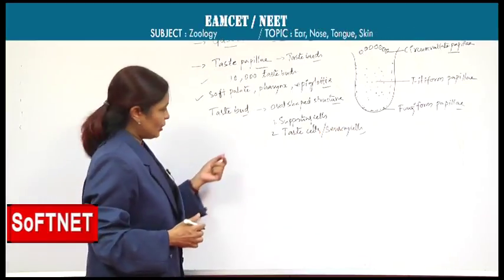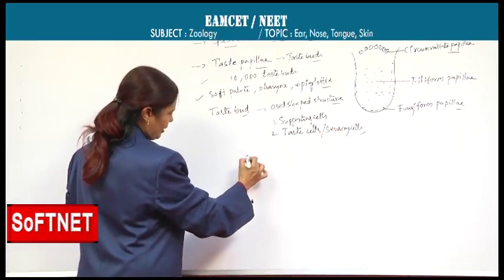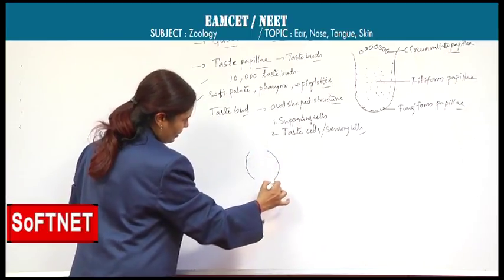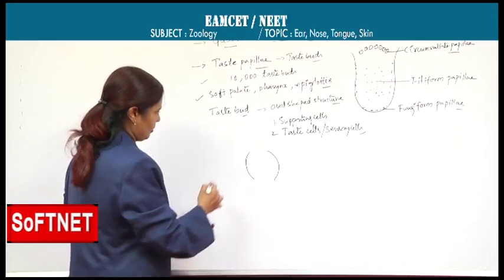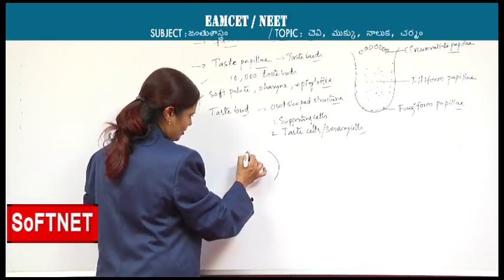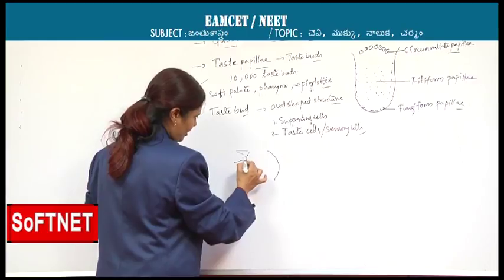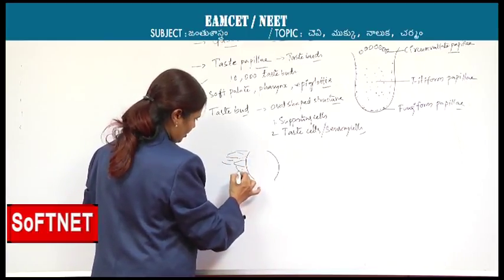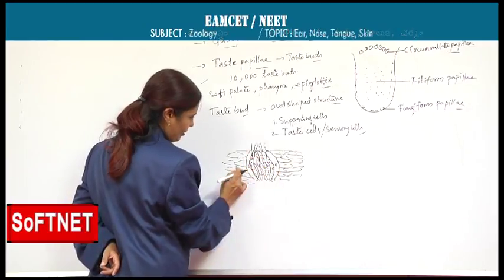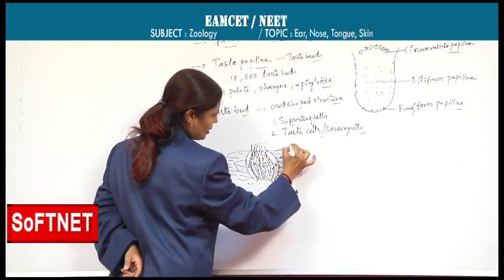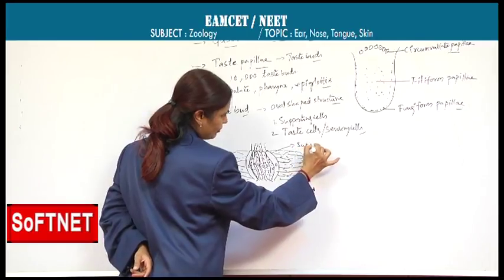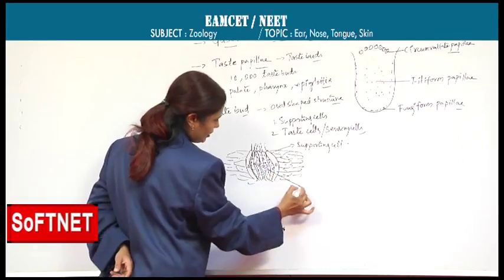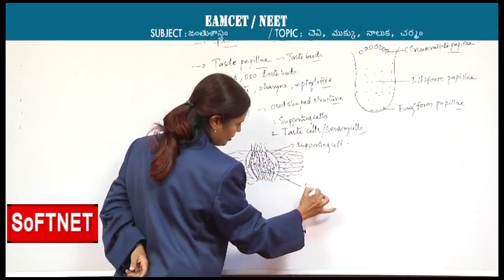Now let us look at the structure of a taste bud, an oval shaped structure. The basic capsule of the taste bud is made of epithelial cells, modified epithelial cells. You are calling these epithelial cells actually supporting cells. Let us say this is a supporting cell, and these are sensory cells.